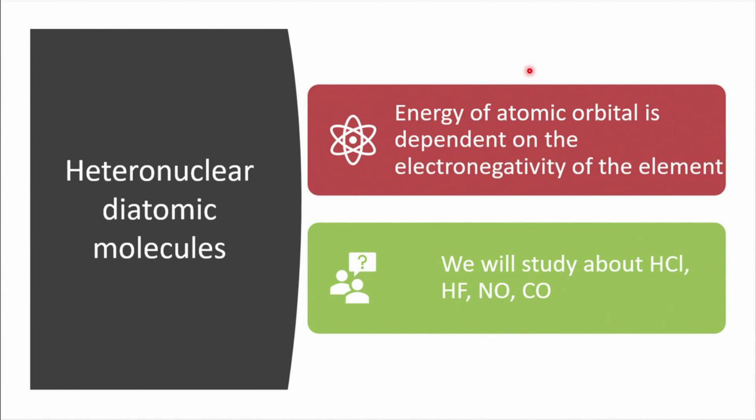So far we had seen homonuclear diatomic molecules, where there was no electronegativity difference between the atoms. Now we are moving on to a new set of compounds. Here we have different atoms having different energies of atomic orbitals. Here the orbital interactions are dependent on the electronegativity of the element. So this is the most important thing. We are moving from homonuclear to heteronuclear diatomic molecules. We will be studying HCl, HF, NO and CO.